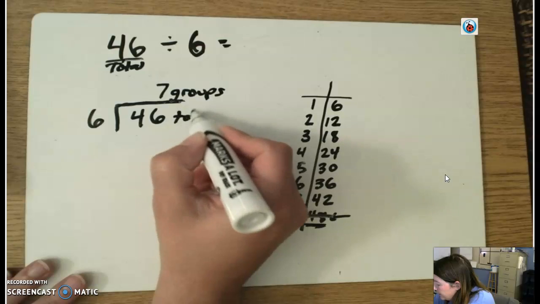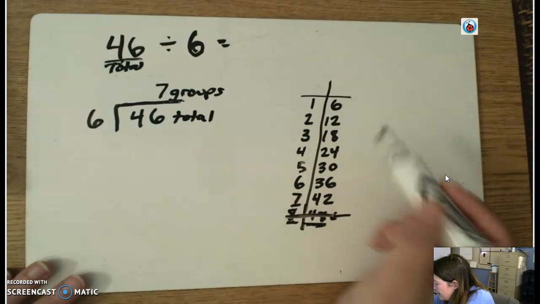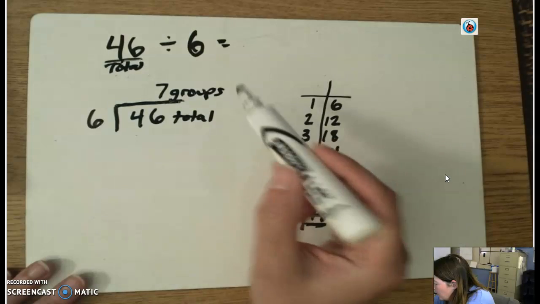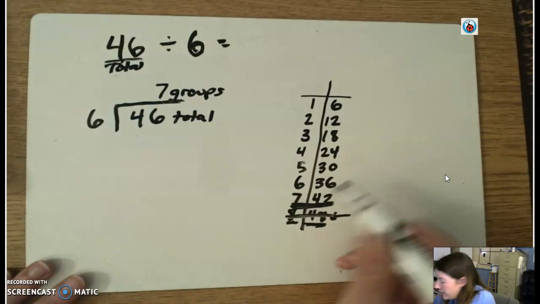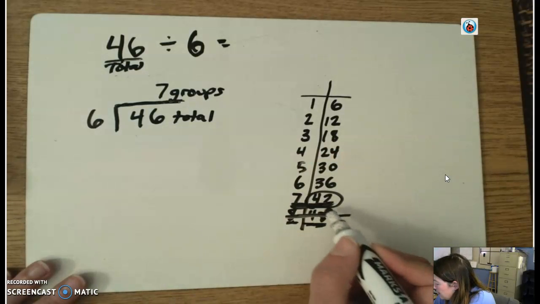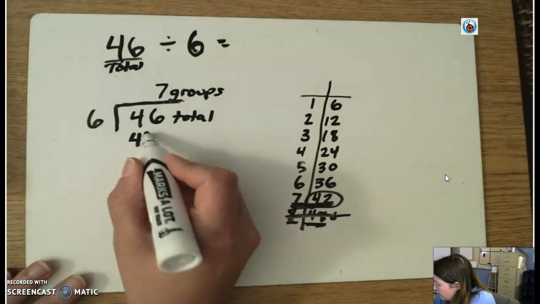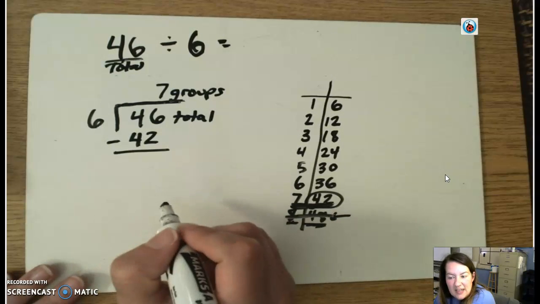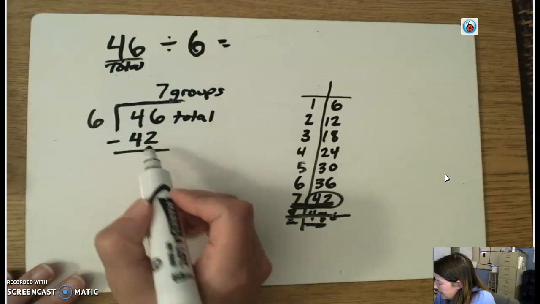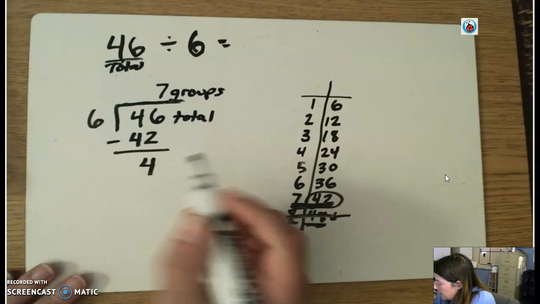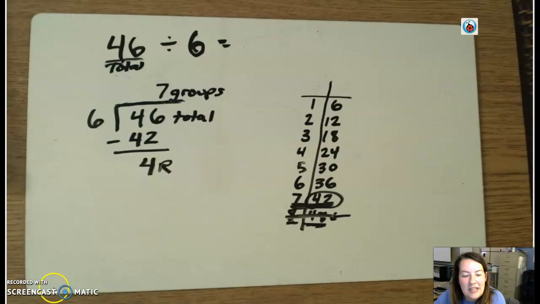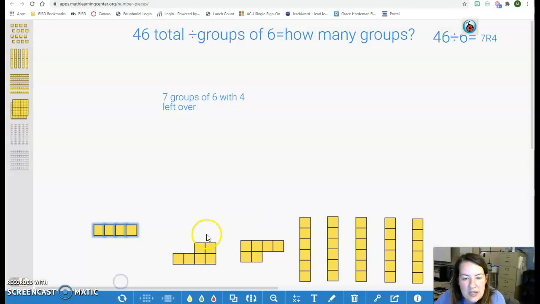This was our total. And how many pieces did I use to make those 7 groups? Well, what was 7 times 6? I used 42 pieces. So if I take those 42 pieces out, it should give us how many pieces I had left over. So 46 minus 42 is 4. And guess what? These are our 4 leftover pieces that I have right here. Here they are, 1, 2, 3, 4.